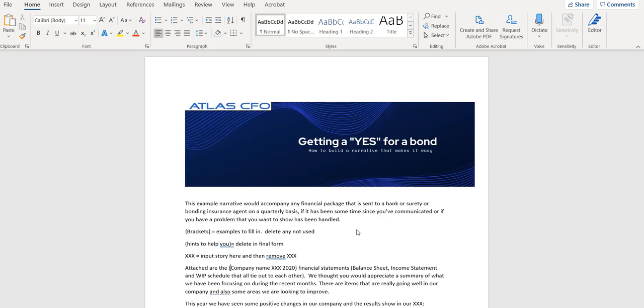So let's give you an example here in the brackets. You're going to fill this in. You're going to have your company name and XXX for your month. So that's just a simple example. And then here, just to call out, I've got parentheses. So you're going to include your financial statements. What does that mean? That most typically means a balance sheet and income statement and your work in progress schedule that all tie out to each other.